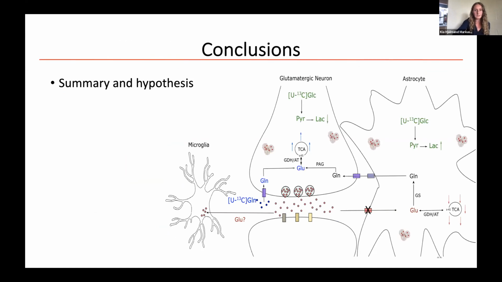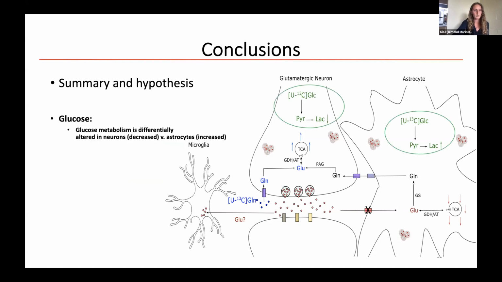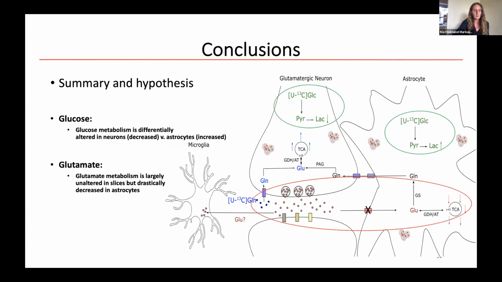So this leads us to the conclusion that we first observed a hypoglucose metabolism, which is likely coming from the neuronal compartment, but an increased glucose metabolism in the astrocytes. This is in line with what we know from other neurodegenerative disorders, where we see a hypoglucose metabolism. And when we looked at the glutamate metabolism, we saw drastically decreased glutamate metabolism in the astrocytes, but no major changes in glutamate metabolism in the brain slices.